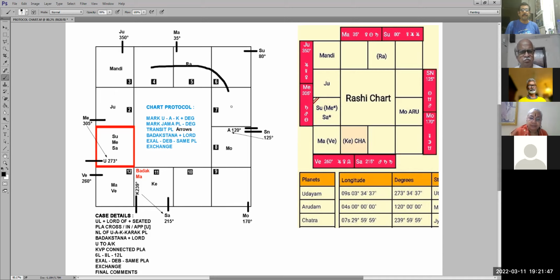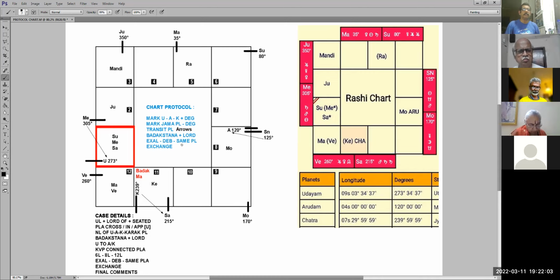If you have completed these 6, it is presumed that you have done the opposite as well, right? So we don't do double work and don't look further. The uch and niche work is done. So exalted, debilitated, we have finished off.